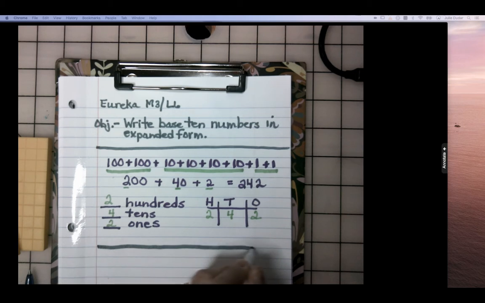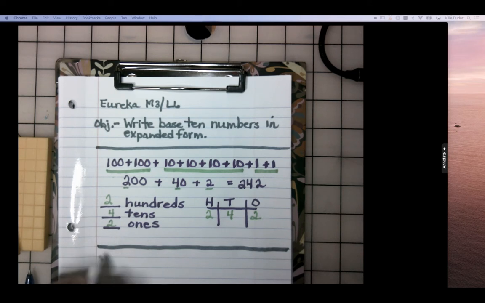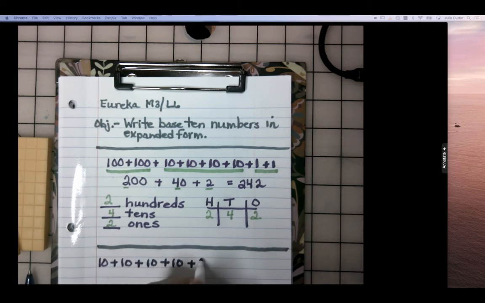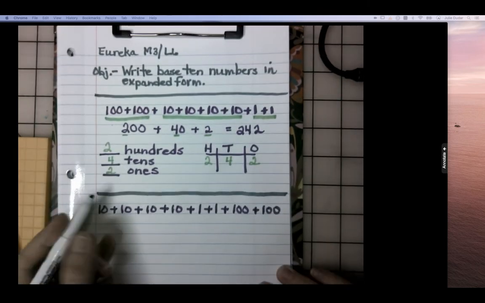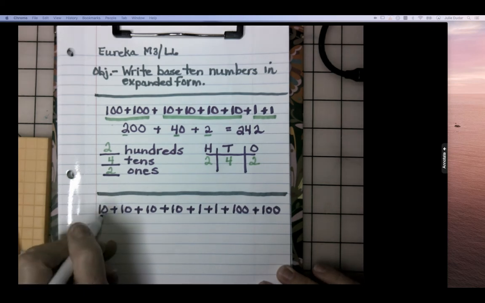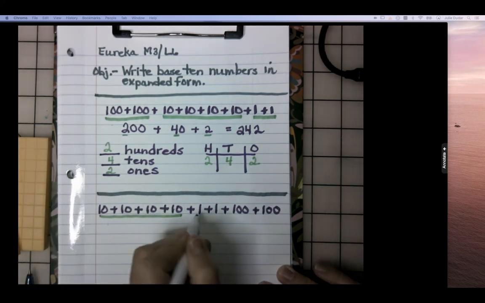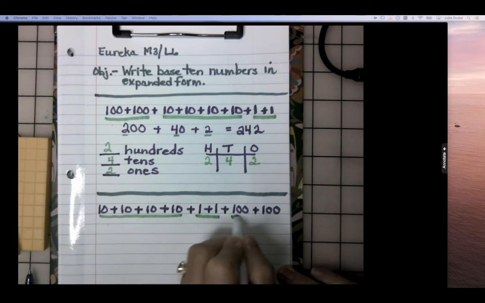Well, what if you were able to write these in a different order? Would it make a difference to the total? So let's write it a different way. What if we wrote 10 plus 10 plus 10 plus 10 plus 1 plus 1 plus 100 plus 100? Would that make a difference to the total? Let's check. I'm going to underline the tens, underline the ones, and underline the hundreds.